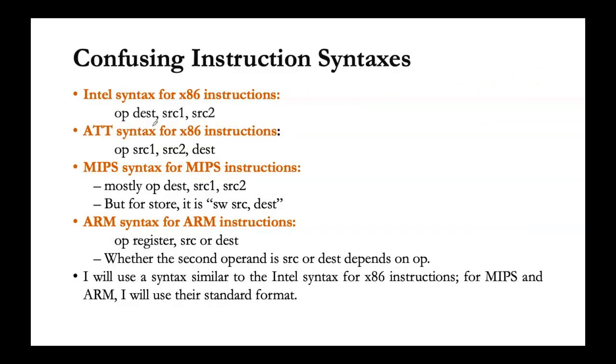Then comes another processor, the ATT processor. For that, the instruction syntax is slightly different. First it follows the operator or opcode, then source 1 comes, then source 2, and once the operation is performed, the result is stored in the destination. Whereas in Intel the destination comes first, in the ATT processor the destination comes last. Most processors follow the MIPS, millions of instructions per second, syntax, which mostly follows the Intel instruction syntax: the operation, destination, source 1, and source 2.